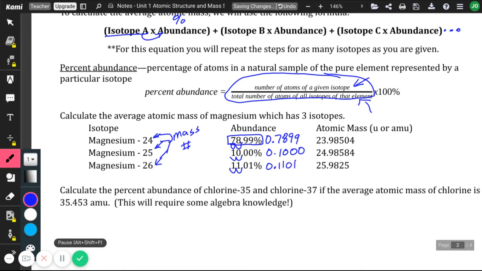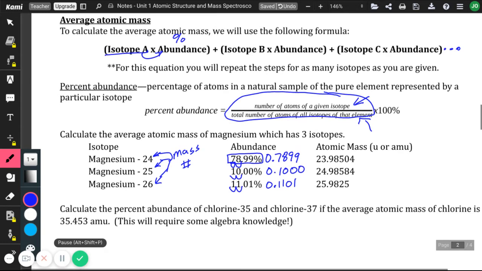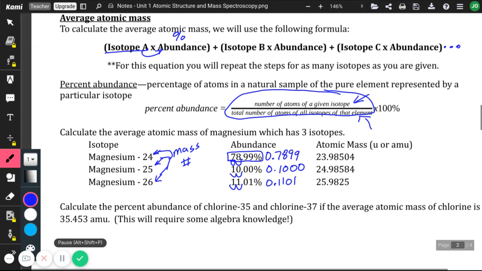Okay, so now we've got our abundances, and they've actually been converted into decimals to make them a little bit easier to work with when we're plugging them in to solve this problem. Looking back to our average atomic mass formula, it's isotope A times its abundance plus isotope B times its abundance plus C times its abundance, and so on. So I have isotope A, which is magnesium 24, times its abundance. But here's the thing, y'all. Right here, they actually gave us the actual atomic mass.